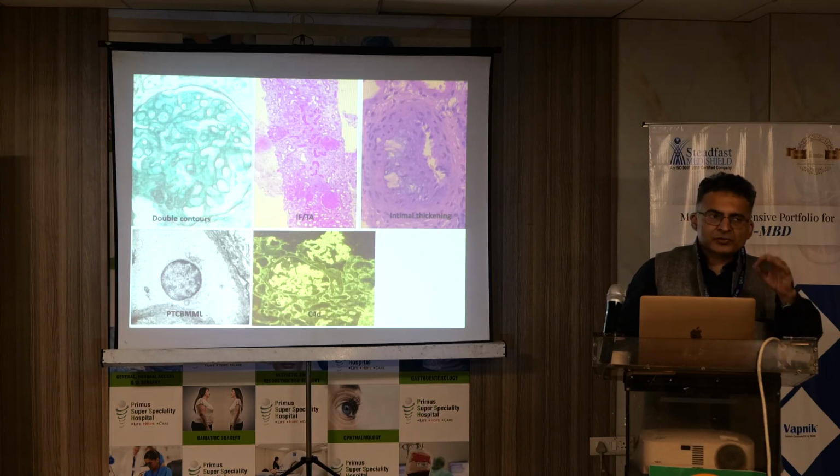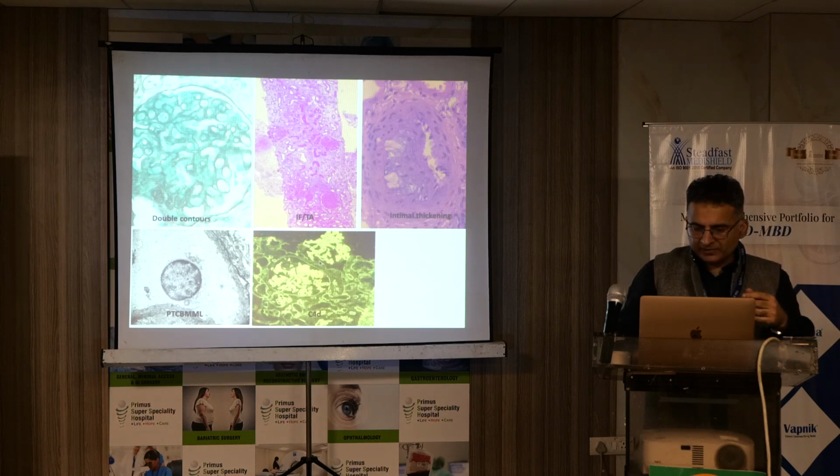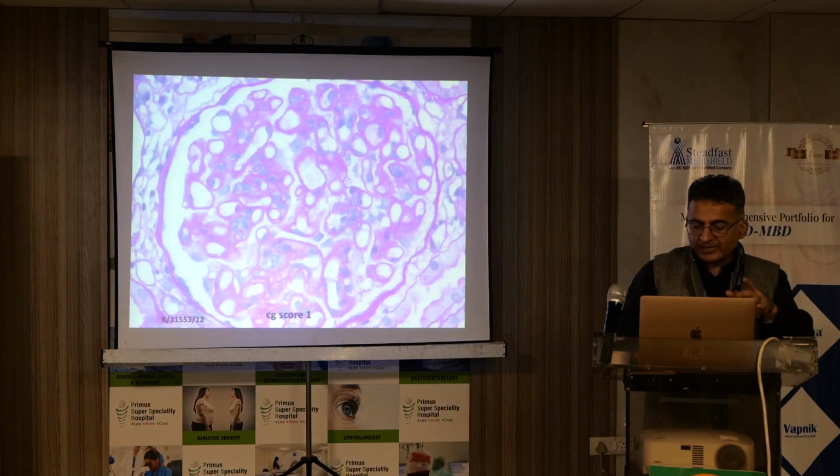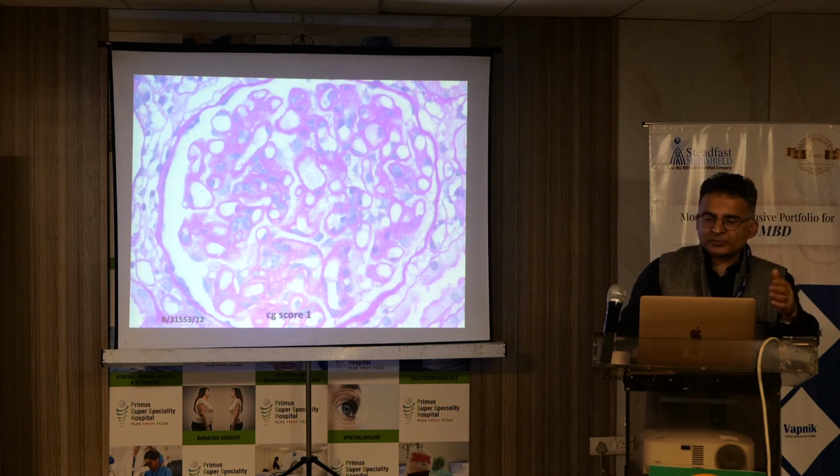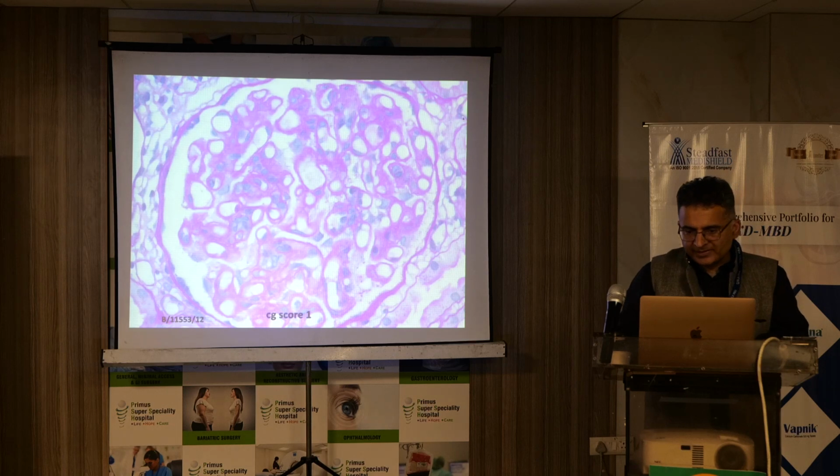This was a PTC which is showing. In PTC, you are going to see PTC multi-layering. Okay, and C4d will be positive. So this is just to highlight. There was one. So I just want to highlight the cg score, chronic glomerulopathy score. It could be 1. So you can see here.